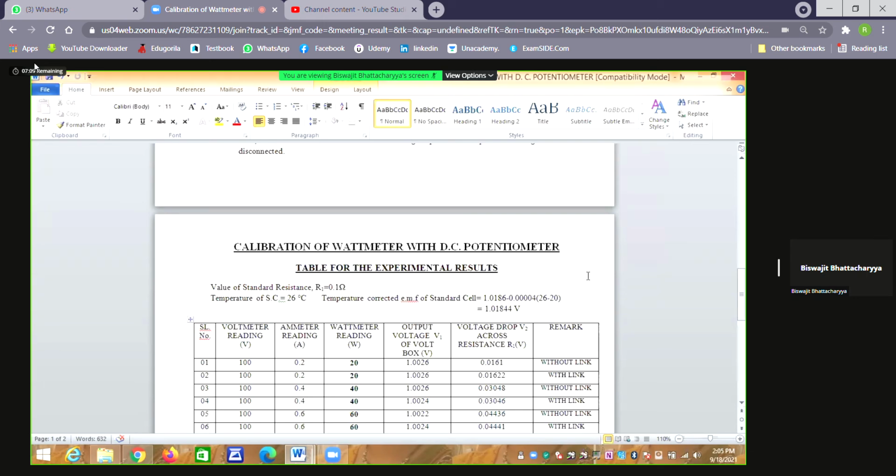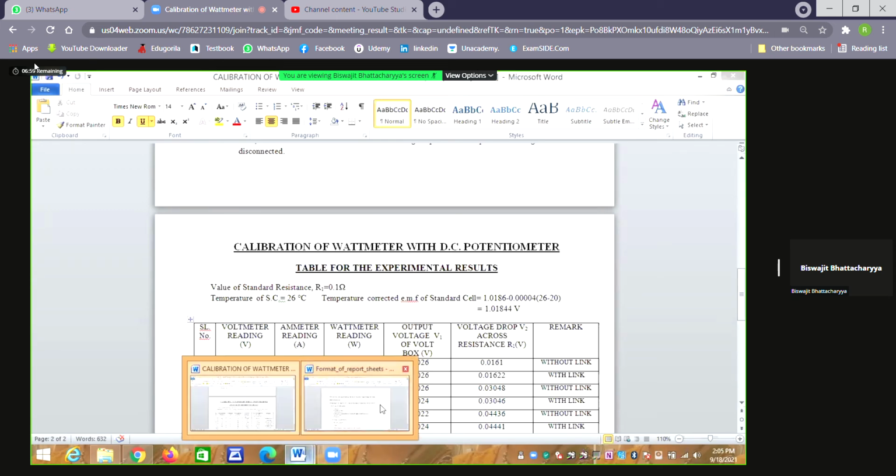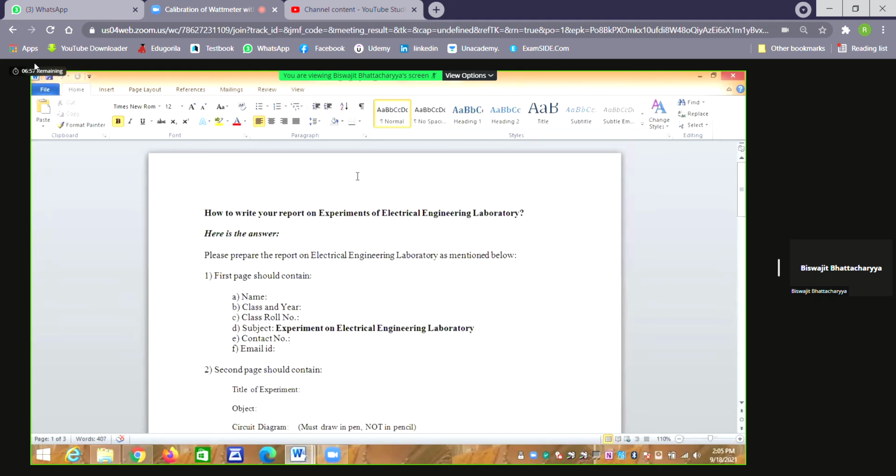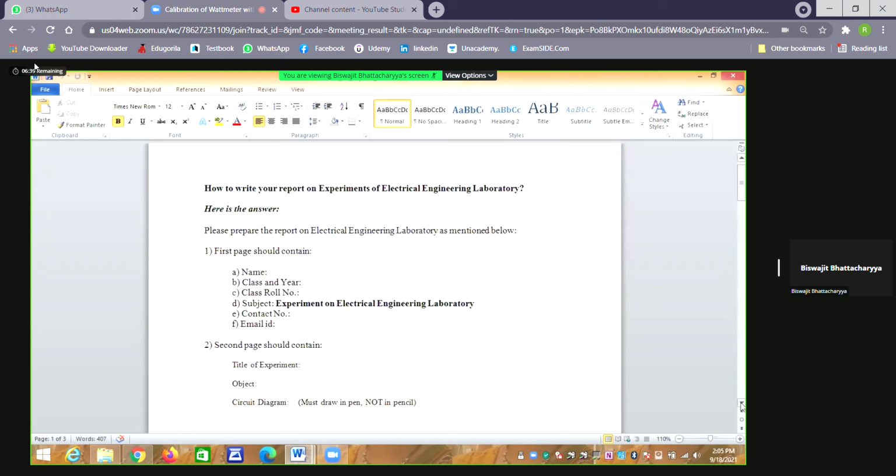Now consider, don't worry, I shall give you this particular material, that is the instruction sheet, and I shall give you one more sheet. This is the format of report. How to write your report on experiments of electrical engineering laboratory, that is in measurement lab at least. Here is the answer. So first page should contain your name, class, year, all such things. And subject will be experiment or electrical engineering laboratory.